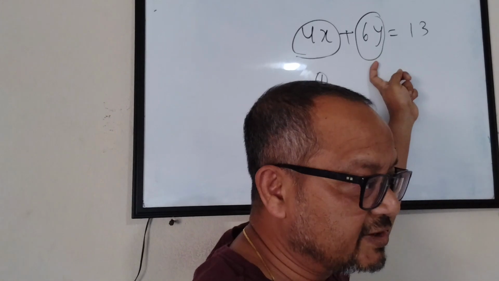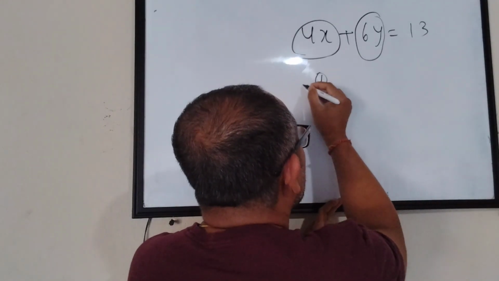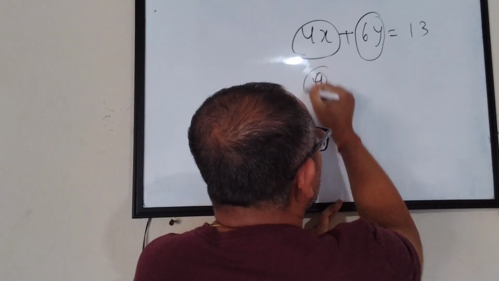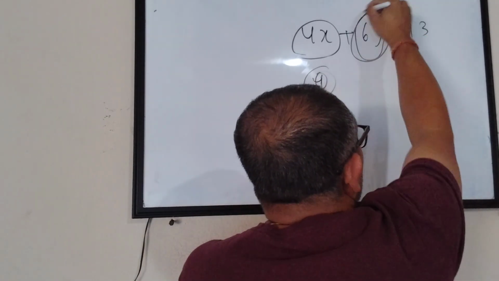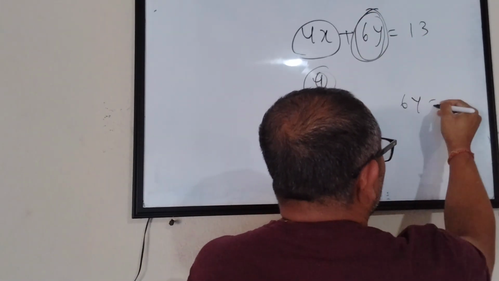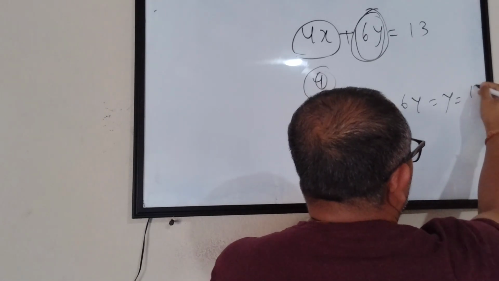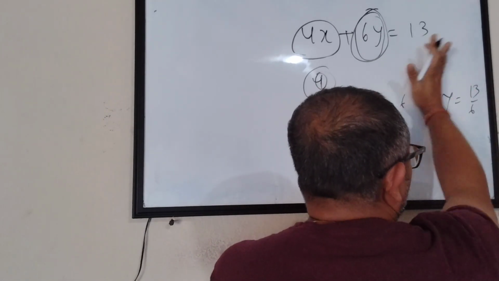Now Ritika's value increases. Because when I said 1, this became 4. And then remaining is 6y is 13 now. So y, Ritika's value, will be 13 by 6. Better than before. Right?